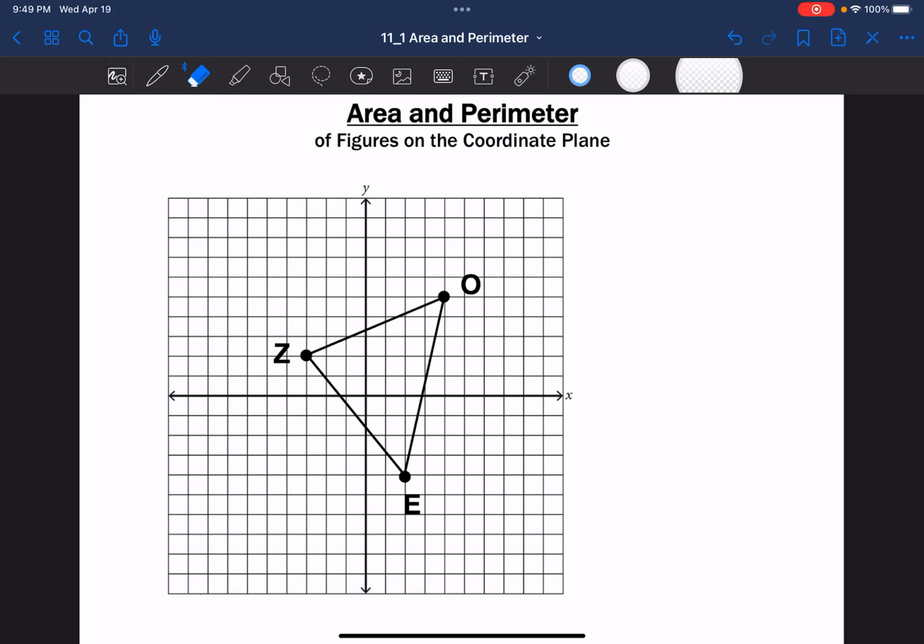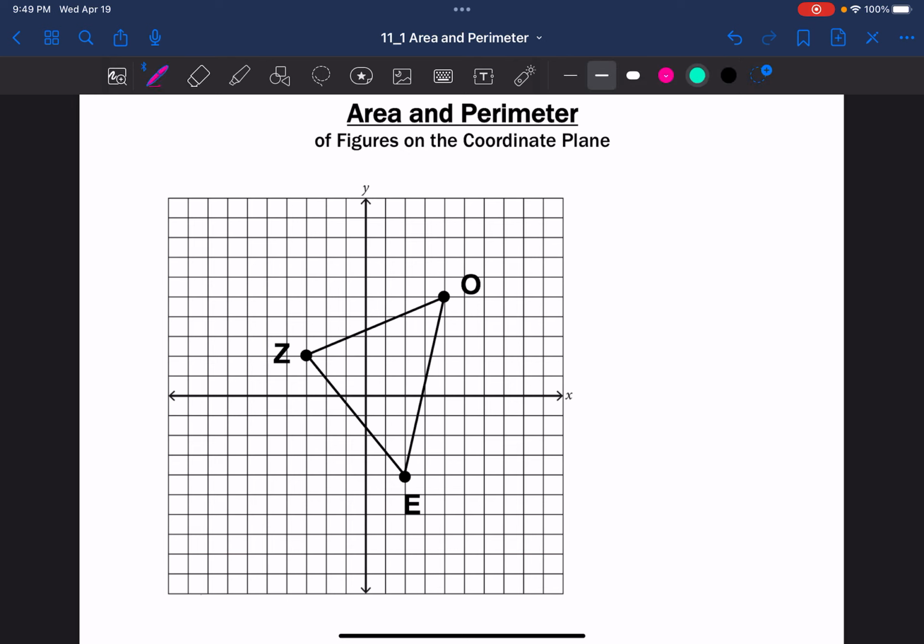We are going to go ahead and find the area and perimeter of this triangle here located on the coordinate plane. So this is not an easy triangle to find the area of, because none of these sides of this triangle lie flat on boxes, meaning I can't just count to see how long it is.